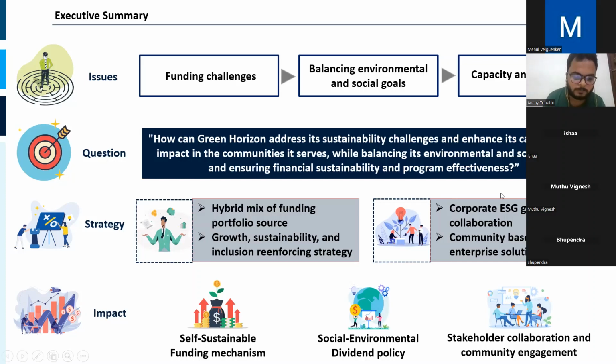And according to us, they will make three kinds of impact. The first one is a self-sustainable funding mechanism. The second one is a social environmental dividend policy, which is also like an ESG. And the third one is stakeholder collaboration and community engagement, like all the stakeholders who are impacted. We will take all of them into the collaboration and ask for their feedback, how we can help them, and what impact it makes to them. The rest will be explained by Muthu.